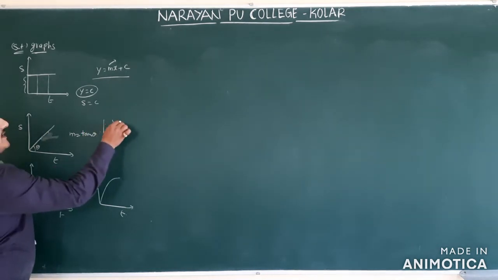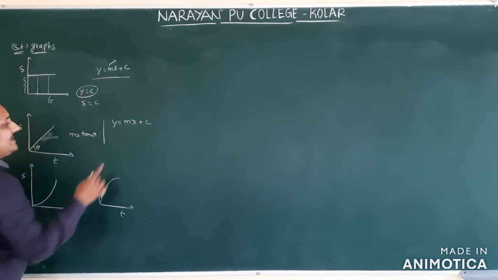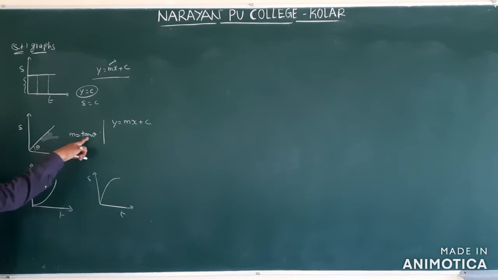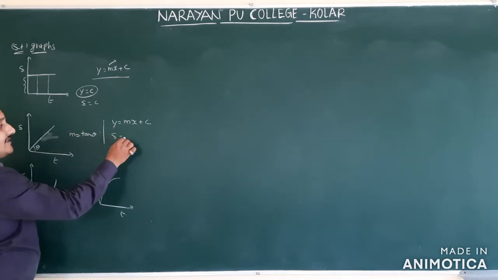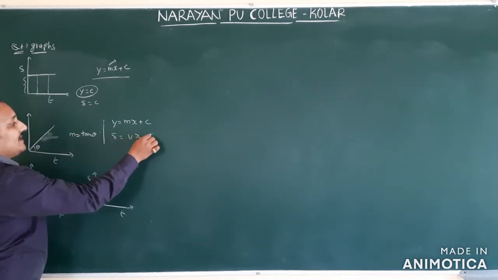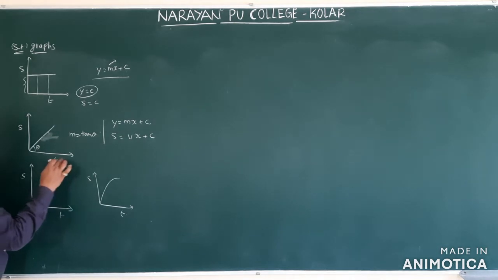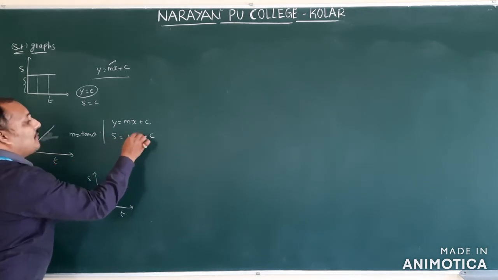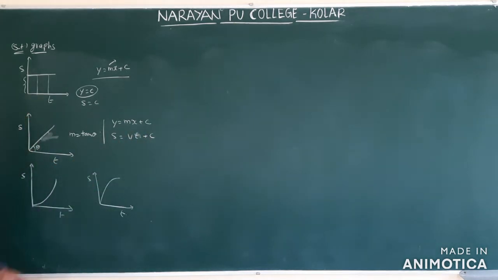How will you write the equation? y is equal to mx plus c. What is the slope here? Tan theta. The slope of displacement time is velocity. So in place of y, we write s. Yes, s is equal to vx plus c. Here x means t. Therefore, s is equal to vt plus c. Why did we write v in place of m? Because the slope of the displacement time graph is velocity.